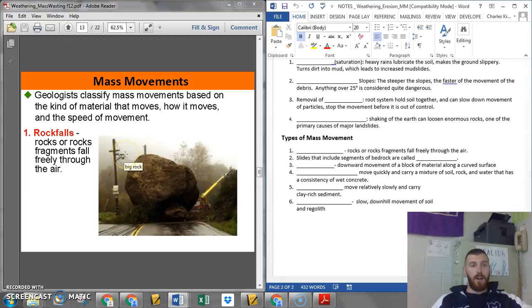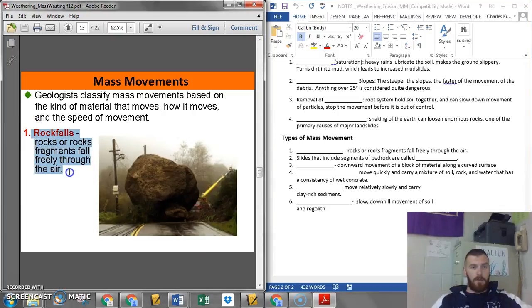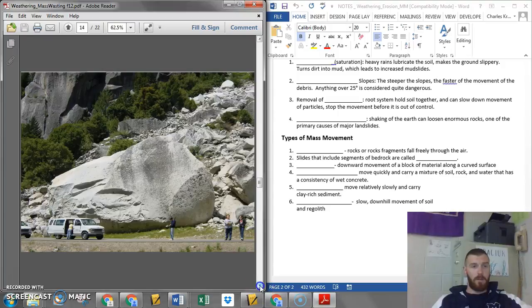Geologists classify mass movements based on the kind of material that moves, how it moves, and the speed at which it moves, as we've already defined. Rock falls are one type, which essentially means falling rock or the movement of large rock materials. You can see an example here as well.